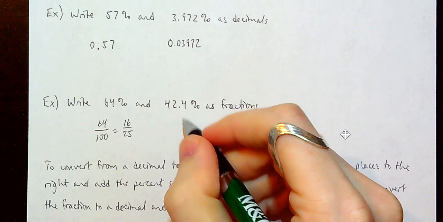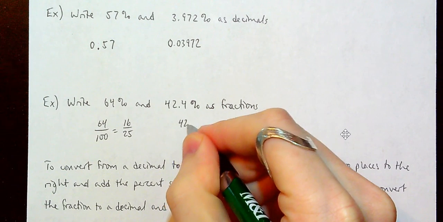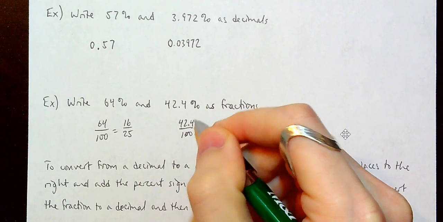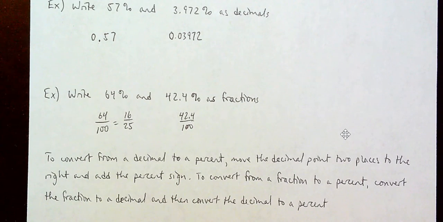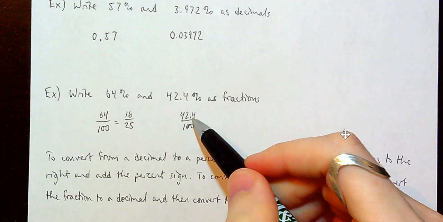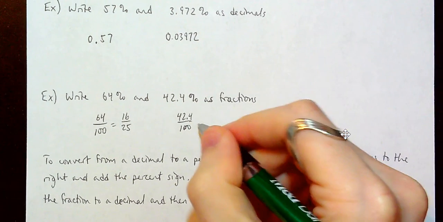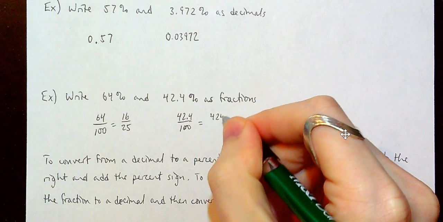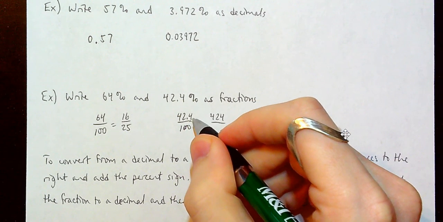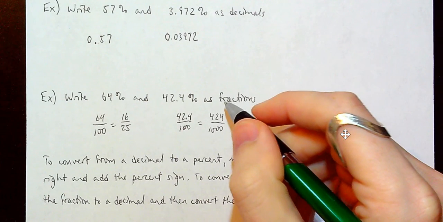And 42.4, again, take the percentage minus the percent sign and put that over 100. And this is an example of where we actually have to multiply on the top and bottom by 10 because we can't have a decimal as part of our fraction. We don't want that. So I'm going to multiply the top and bottom by 10. Multiplying the top by 10 moves that decimal point one place over to the right. And we have 424 over 1,000.